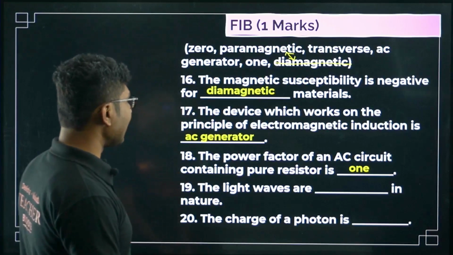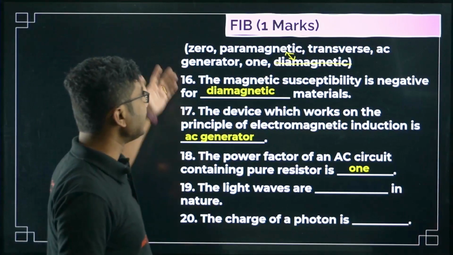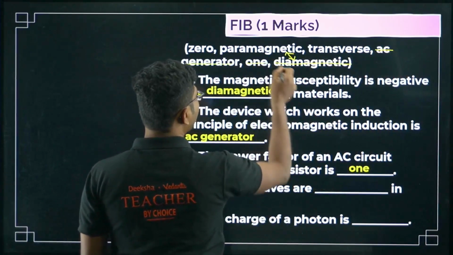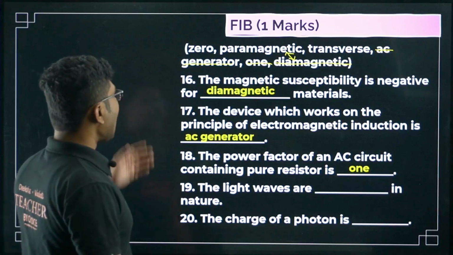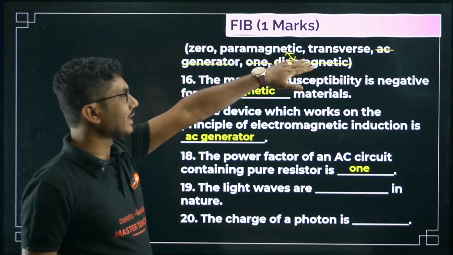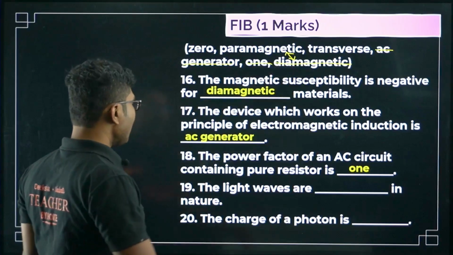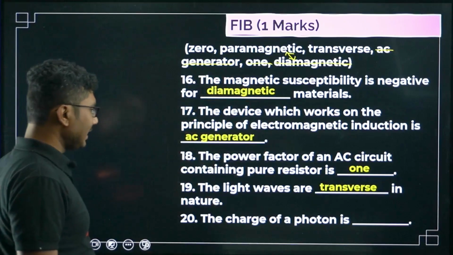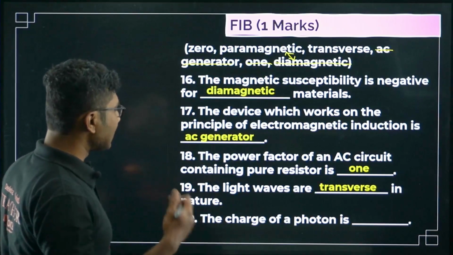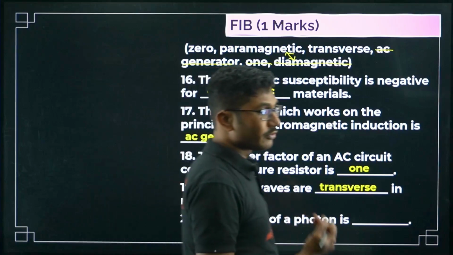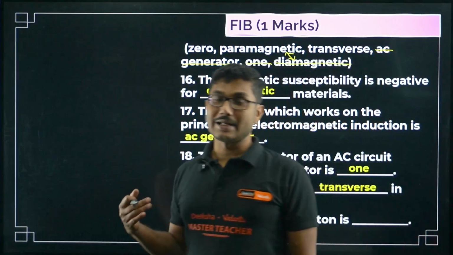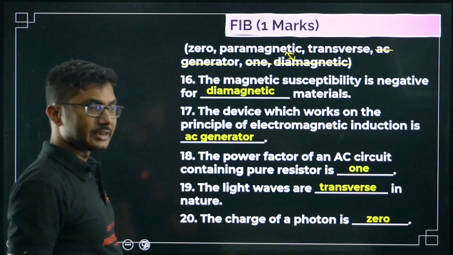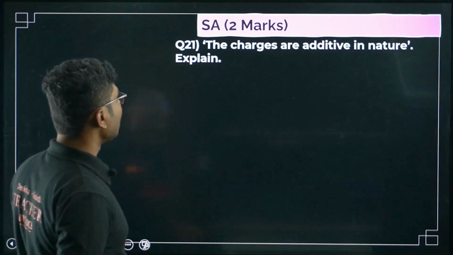The light waves are dash in nature. If you see 0, these are all answered. AC generator we have already answered, 1 is already answered. So what are the options left for this? Either paramagnetic or transverse. Now paramagnetic definitely will not fit, so light waves are transverse in nature. Last but not the least, the charge of a photon is. The photon is a chargeless particle, it has no charge, so 0 charge is the answer. Now let's move on to the 2 marker section.